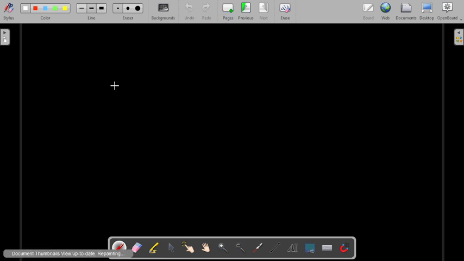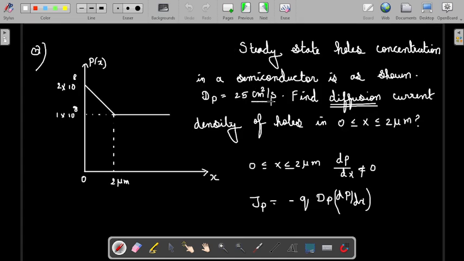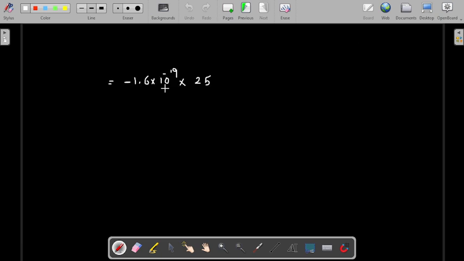So let me write the expansion for this. The q value will be equal to 1.6 into 10 power minus 19, as we know. The Dp value, the question itself stated, is in centimeter squared. We have to note that what they gave is in centimeter, but here it is in meter. We need to convert this so that everything is in the same units. So let's convert the meter into centimeter and see how it comes.